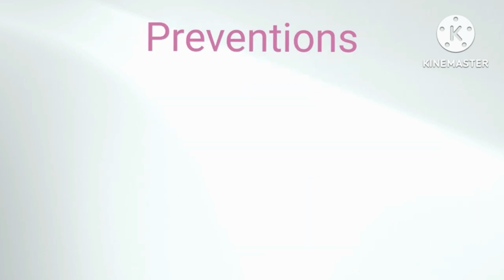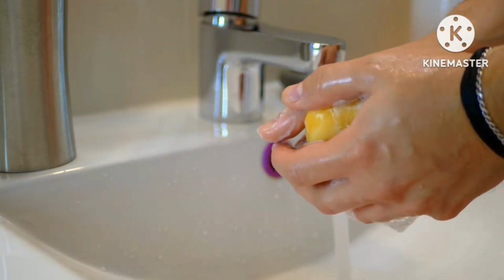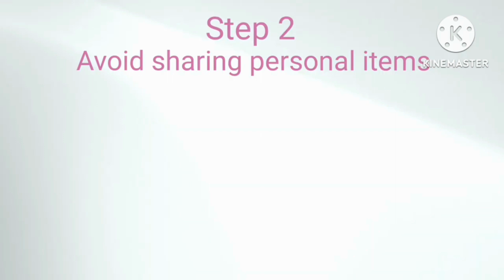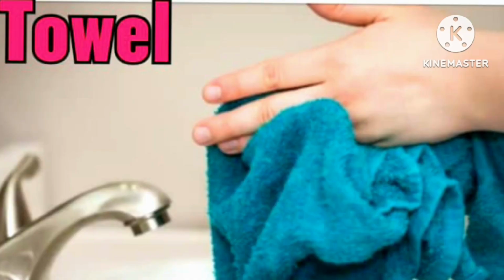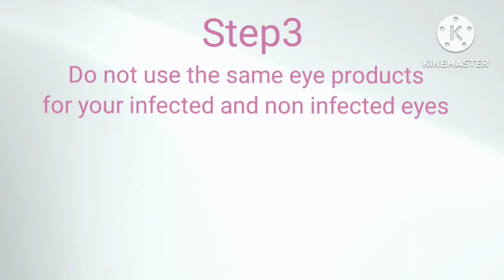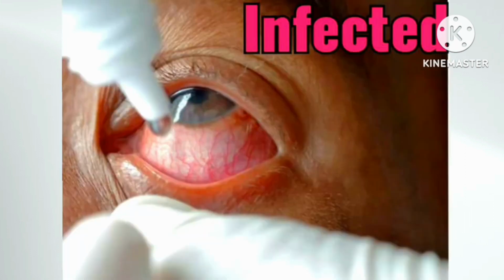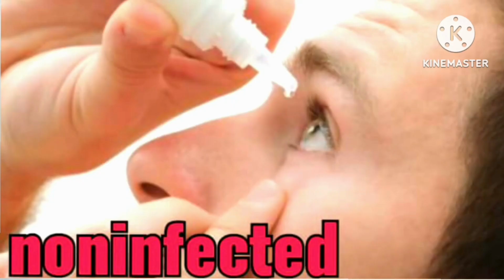Prevention is by personal hygiene, which includes the following steps that a person should follow to prevent himself from bacterial conjunctivitis. The first step is to wash your hands often with soap and water, and avoid sharing personal items like your glasses, handkerchiefs, or towels, etc. And do not use the same eye products for your infected and non-infected eye, as you can spread the infection from the infected to the non-infected eye while using the same eye products.